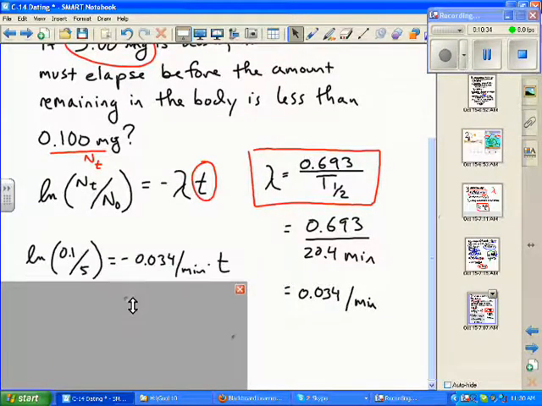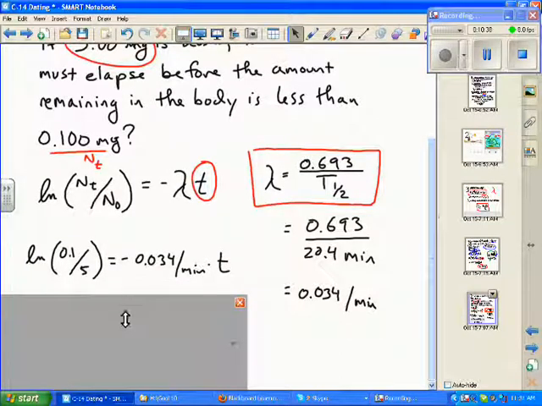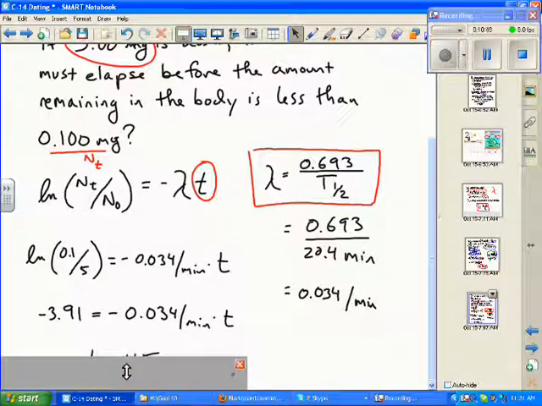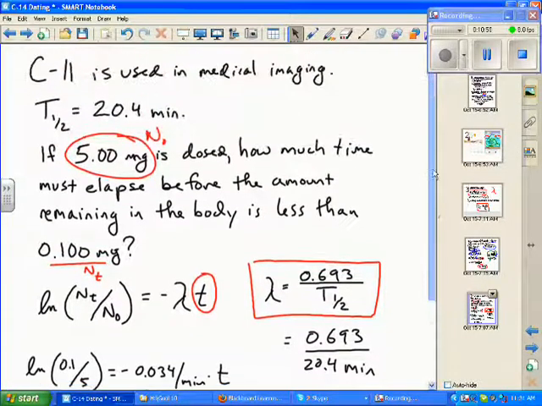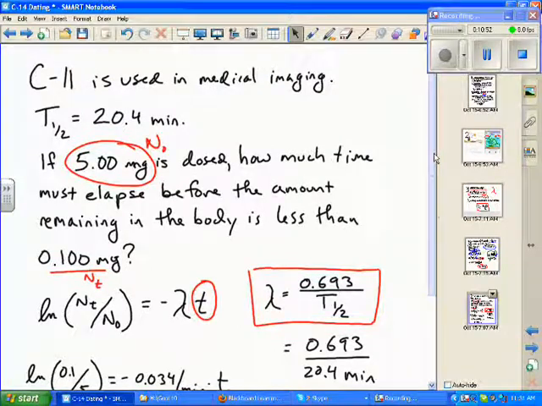And then once again, plug and chug. Put your numbers in. The natural log of 0.1 over 5 is equal to negative 3.91. Again, be careful of that negative sign right there. And then you can solve for the amount of time, which is about 115 minutes, or just a shade under 2 hours until it's decayed to a safe level.